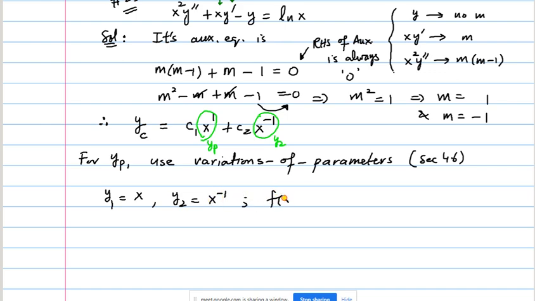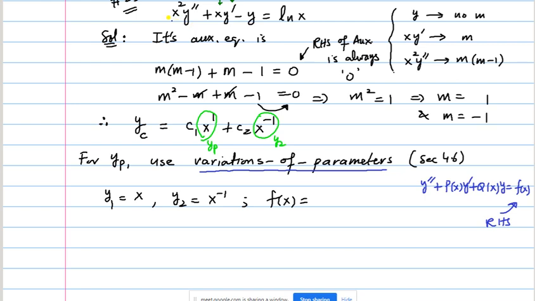Then fx. Fx is the right hand side of the equation when you use variation of parameters, okay. They give you an equation like this: y double prime plus some function with y plus some function with y prime equal to f of x. This is your function. This is your right hand side. Okay, this is what we use here.